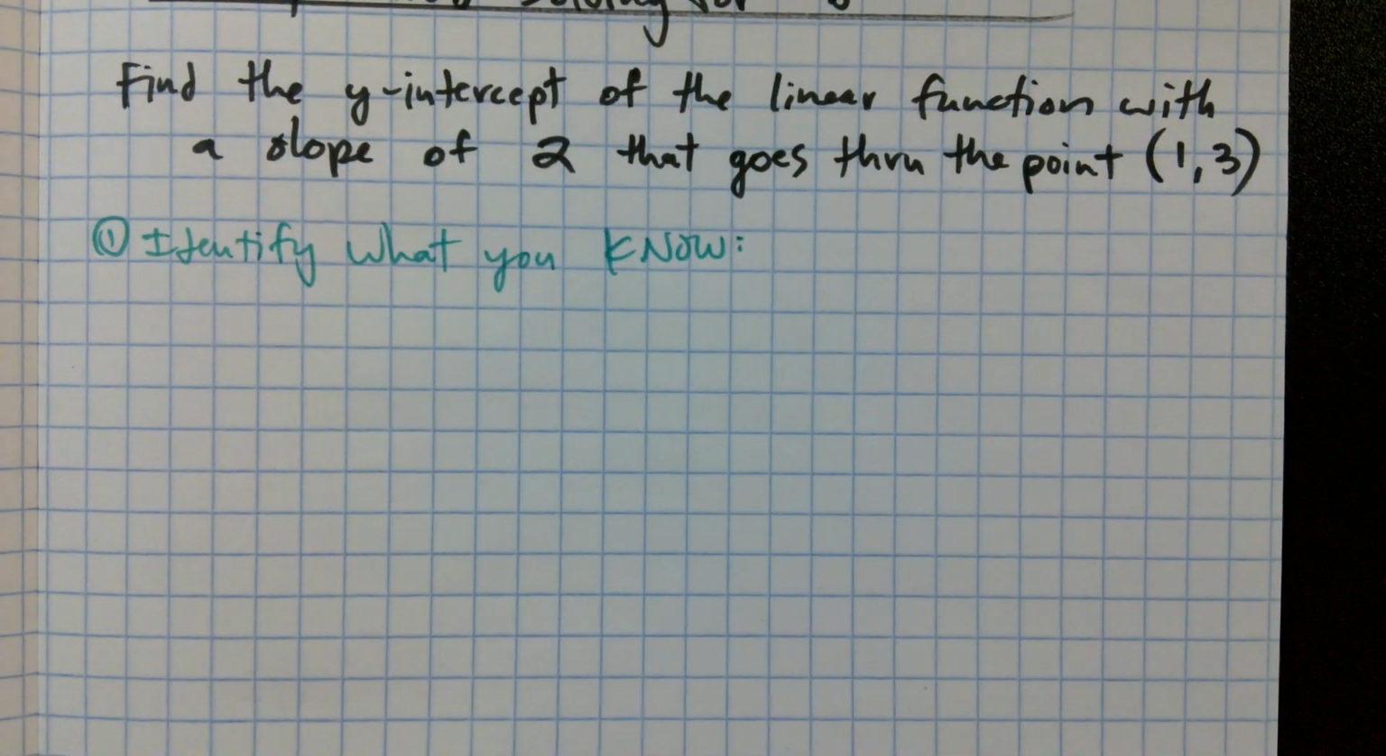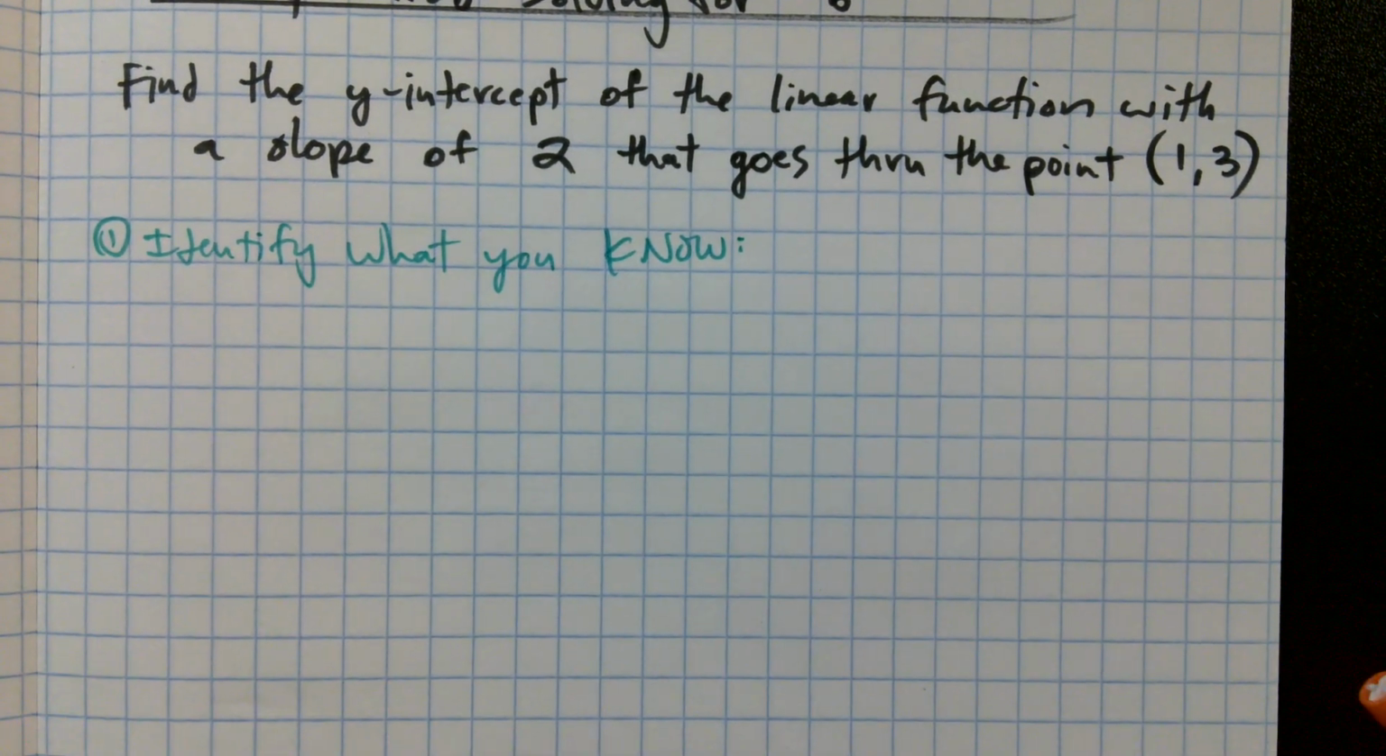So in slope-intercept form, what are my 4 letters? What are the 4 letters, Ava? Y, m, x, and b. How many numbers are we given in this problem? We got 3 numbers. What are my 3 numbers? 2, 1, and 3.